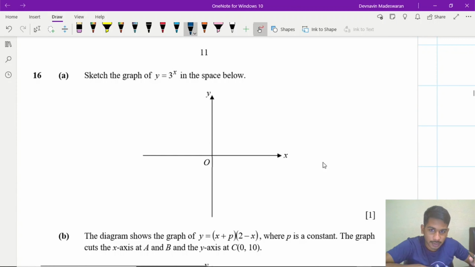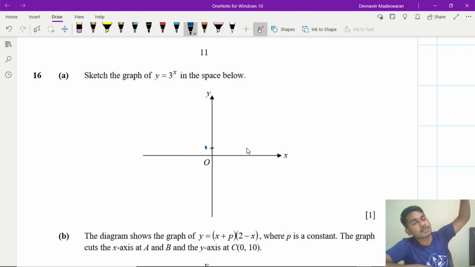Sketch the graph of y is equal to 3 to the power of x. When x is 0, what happens? It's going to be 1, right? And as x increases, it becomes bigger and bigger, 3 times. When x is 1, it's going to be 3, x is 2, it's going to be 9, and it triples every time. Every step is going to triple.